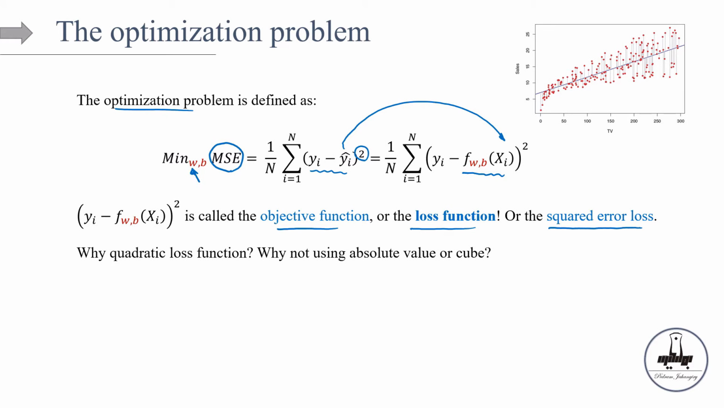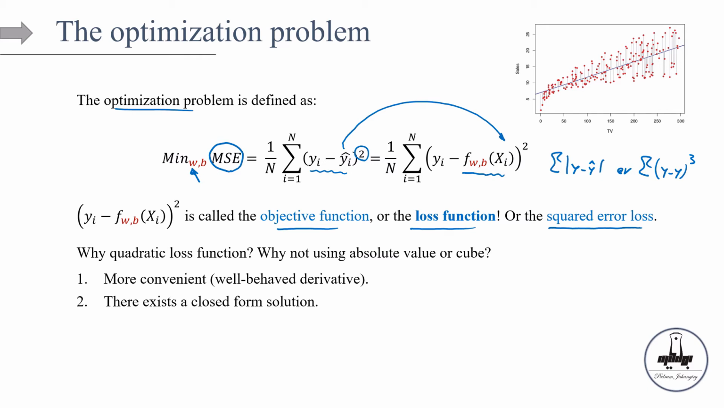So here I have a question for you. Why are we using quadratic loss function? Why not use absolute value or cube? So why don't we do something like this? For example, summation of absolute value of y minus y hat, or summation of y minus y hat to the power of 3, etc. So what do you think? Yeah, as you may have guessed, the answer is it is more convenient to work with a quadratic loss function. Why? Because it is well behaved.